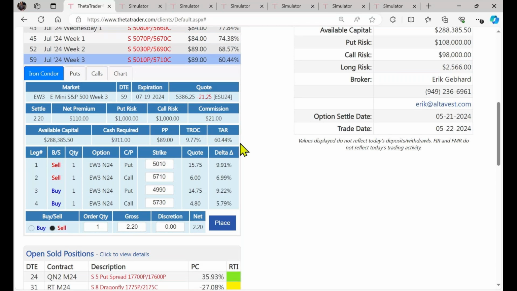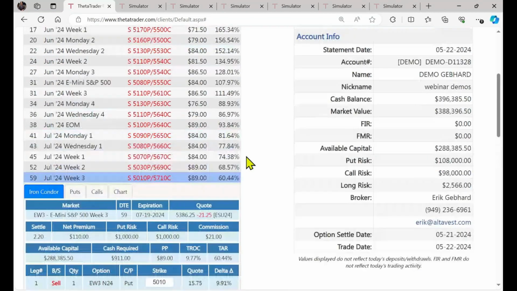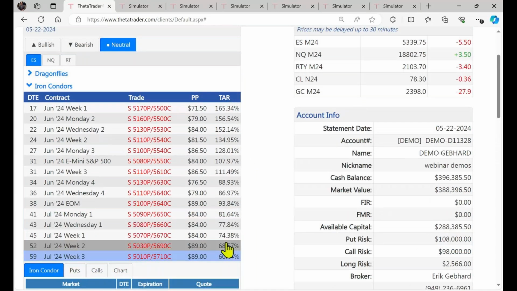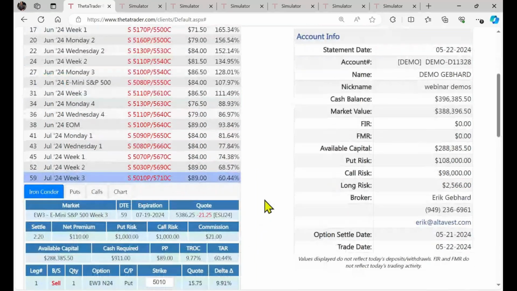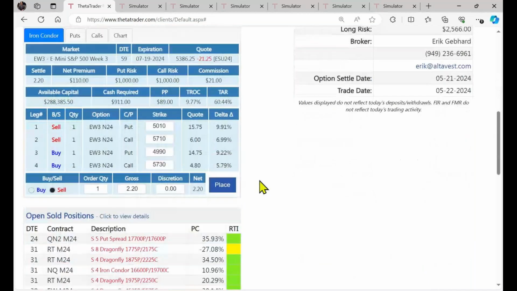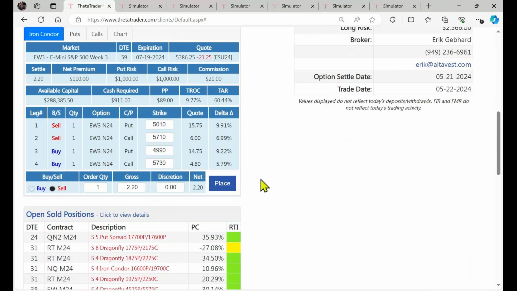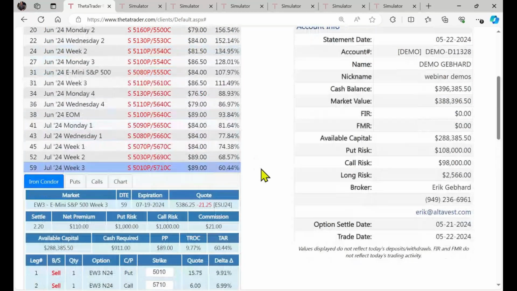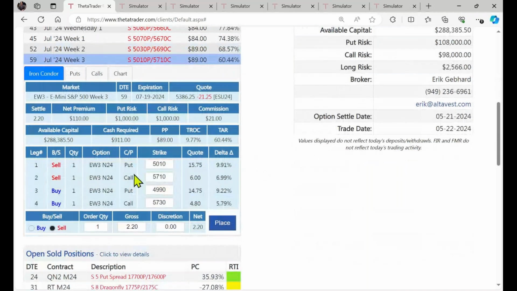I should point out this targeted annualized return number is really to compare one trade to another. It's not to suggest you're going to make 60% a year by just placing this one trade. Just want to point that out. But you'll notice here cash required is $911, profit potential $89 on this particular condor, and the puts being sold are the 5010 strike, the calls the 5710. Let's look at these a little more closely.